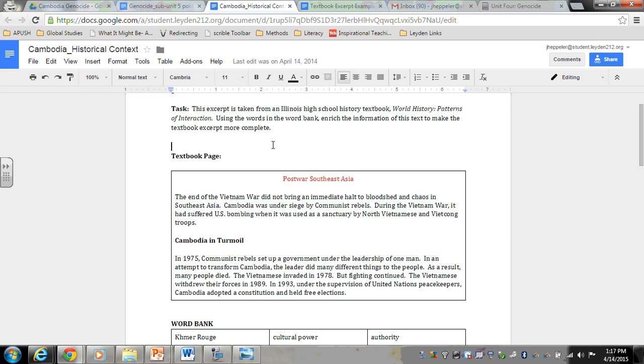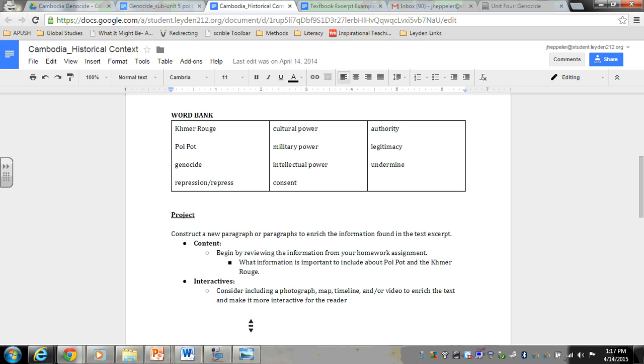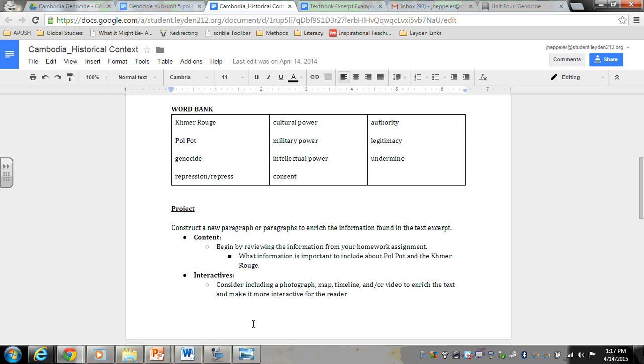Now, I'm going to throw you a little curveball. You're going to want to use these words that aren't necessarily present in these two paragraphs to make the textbook page a little bit more complete. Now, to help you get started, I think there are two ways that you want to help yourselves and your group begin the research project.